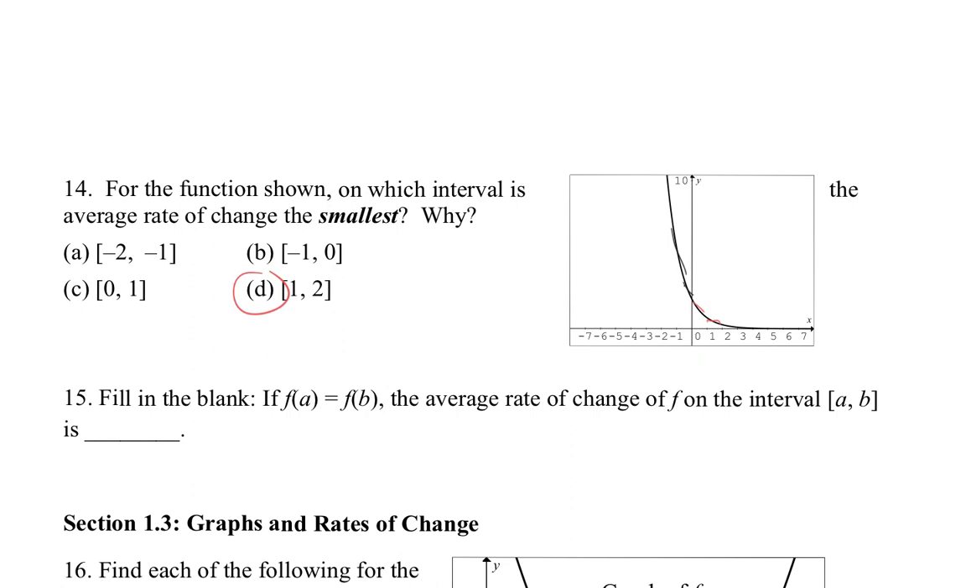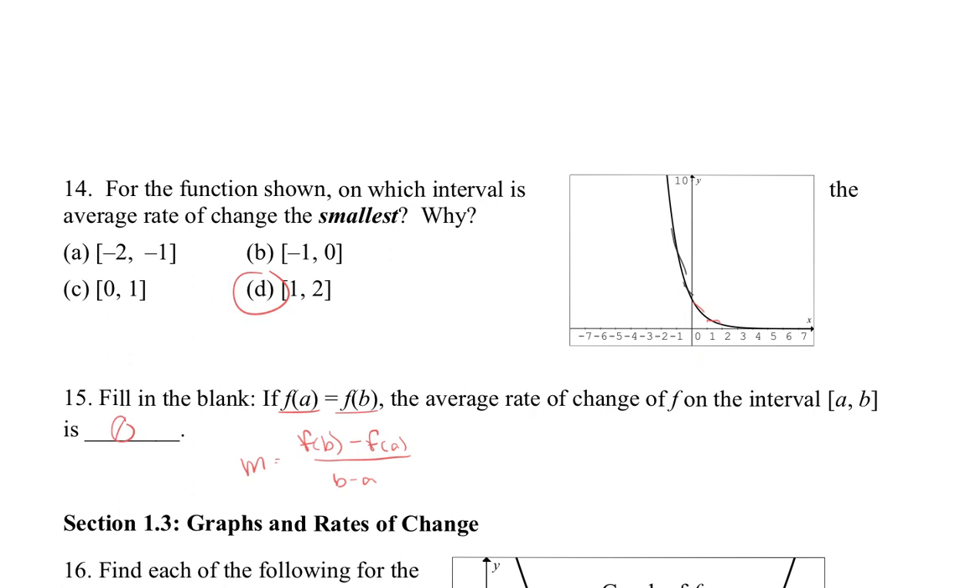Next question is fill in the blank. If f of A is equal to f of B, the average rate of change of f on the interval A to B, here that's going to be 0. We can show that because the average rate of change will be f of B minus f of A over B minus A. But here we know that f of A is equal to f of B.